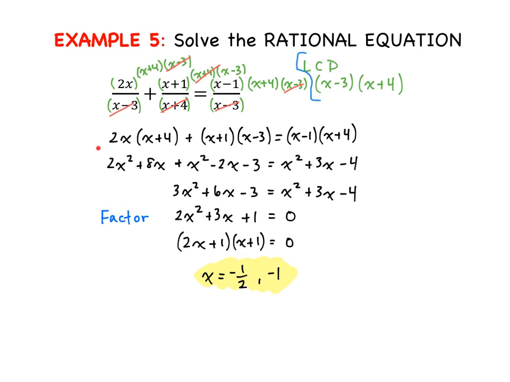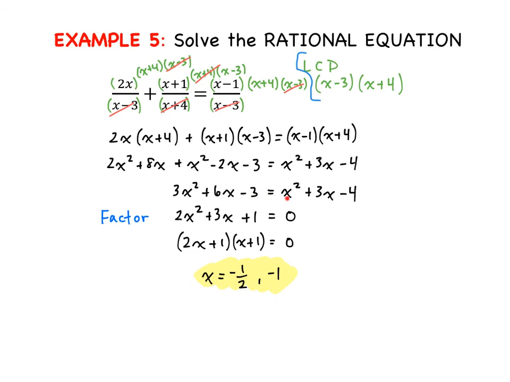So I multiply this portion out, and I get 2x squared plus 8x. I multiply these binomials out, and I get x squared minus 2x minus 3. I multiply these binomials out, and I get x squared plus 3x minus 4. Cleaning up that left side, and then we have to solve.